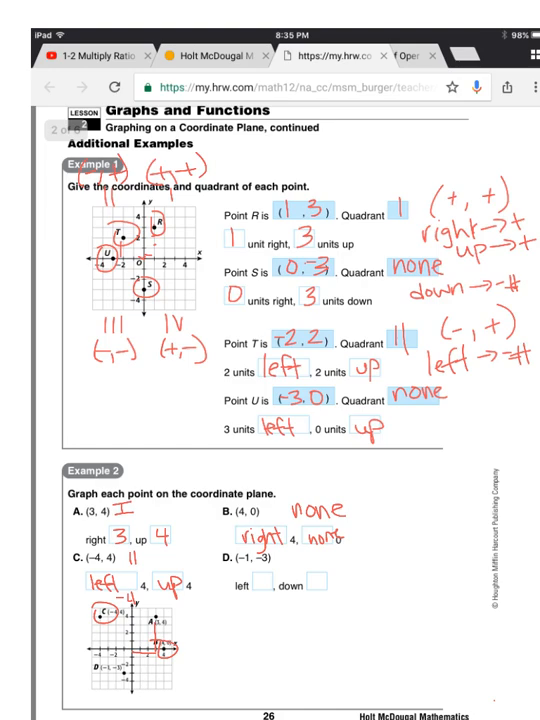And for the last one, D, negative 1, negative 3, both of our coordinates are negative, so it's in quadrant 3. So we went left. Oops, that's not D. I circled the wrong thing, if you even noticed. D is down here. We went left 1, which is negative 1, and then we went down 3, which would make negative 3 because we went down.